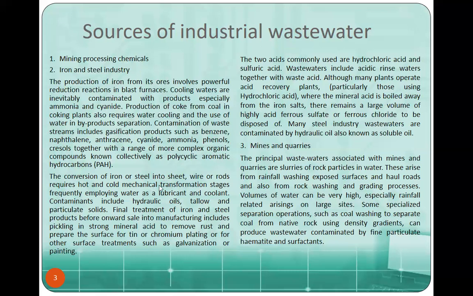The conversion of iron or steel into sheet, wire, or rods requires hot and cold mechanical transformation stages, frequently employing water as a lubricant and coolant. Contaminants include hydraulic oils, tallow, and particulate solids. Final treatment of iron and steel products before onward sale into manufacturing includes pickling in strong mineral acid to remove rust and prepare the surface for tinning or for other surface treatment such as galvanization or painting. Two acids commonly used are hydrochloric acid and sulfuric acid. Wastewaters now include acidic wastewater together with waste acid.